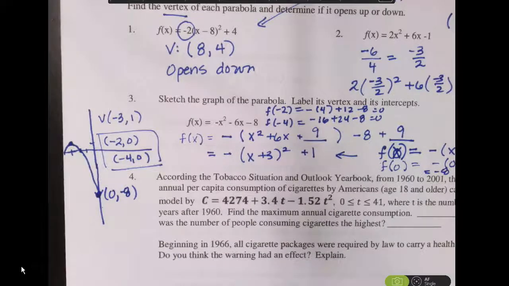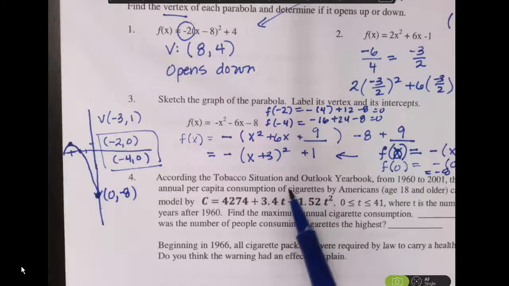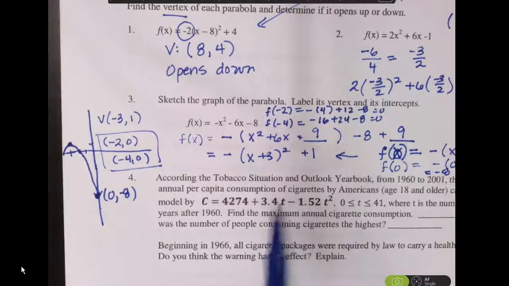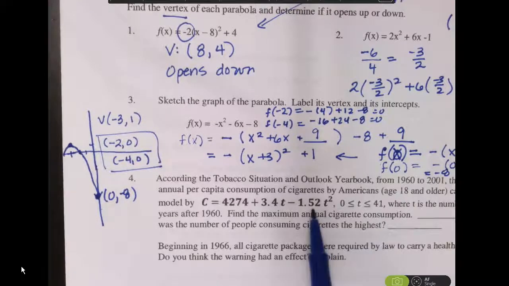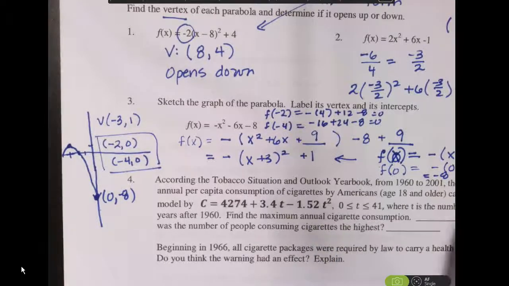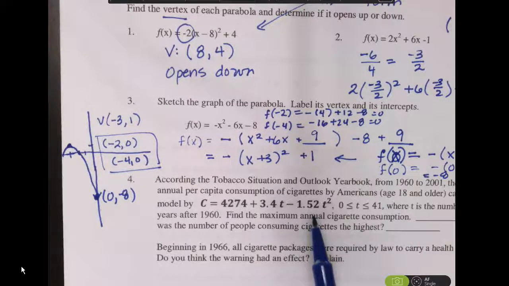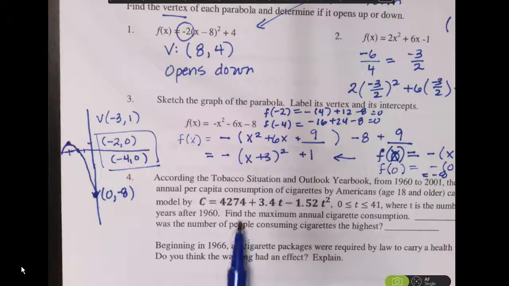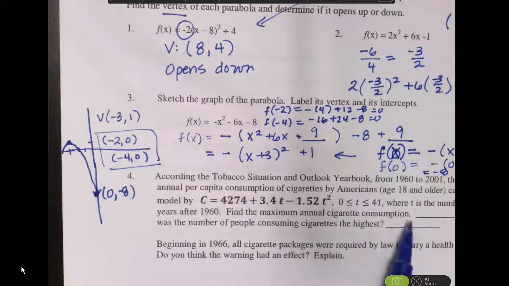Okay, sorry about that. In number 4, we have a situation, this is kind of like the baseball problem, where you're given sort of a complicated equation that's based on some real life situation, and the annual average per capita consumption of cigarettes by Americans. Okay, so that's the number of years after 1960. Find the maximum annual cigarette consumption.